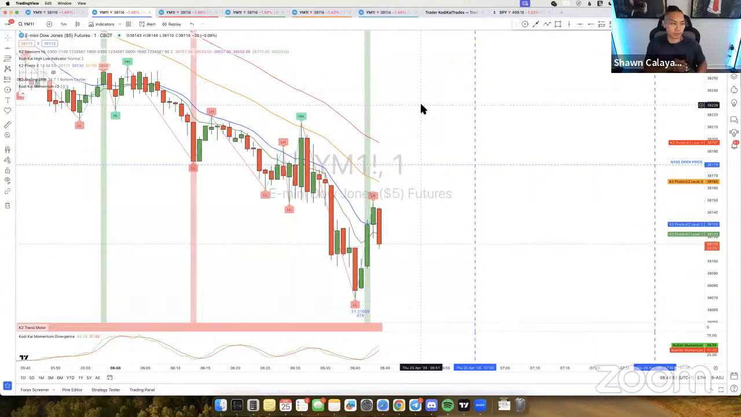All right, we got to get that sell signal coming. Without the sell signal, there's no momentum divergence.